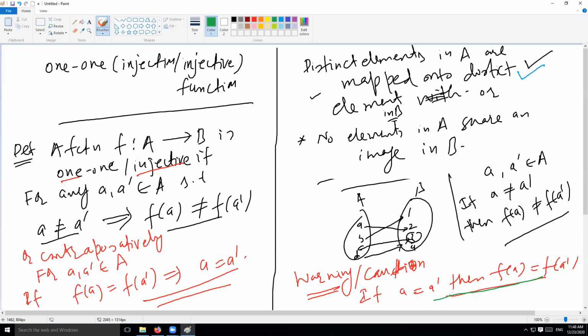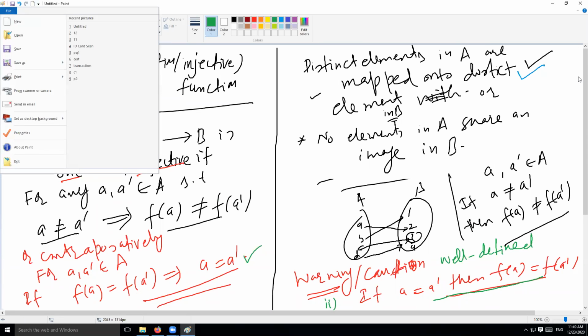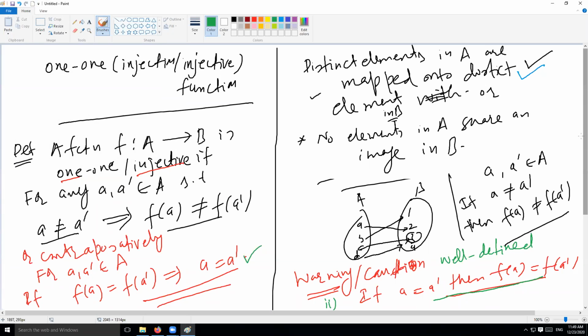So if A is equal to A prime, then F of A equal to F of A prime. This is the second condition when you want to prove that your function is well-defined actually. But here, in order to verify that a given function is injective, it is enough to verify this actually. It is enough to verify that for any A and A prime, if F of A equals F of A prime, then A equals A prime actually. For example, let's do one example.